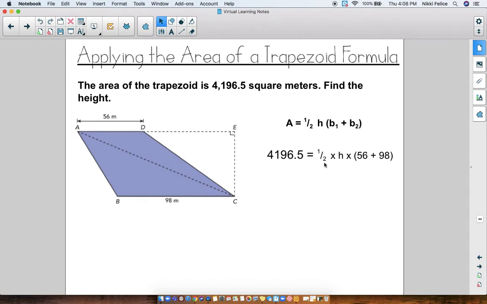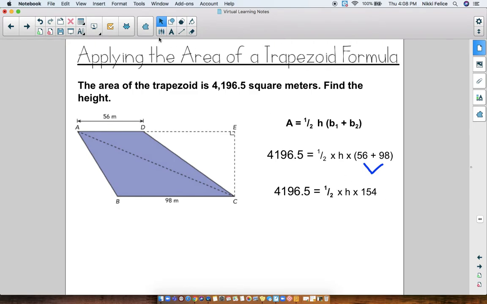4,196.5 equals 1/2 times h for height, because we don't know what that is yet, times, in parentheses, 56 plus 98, because those are my two bases. So order of operations, I need to add what's in the parentheses first. So 56 plus 98 is 154. So I rewrite everything else. I still have my area, my 1/2, and the h.